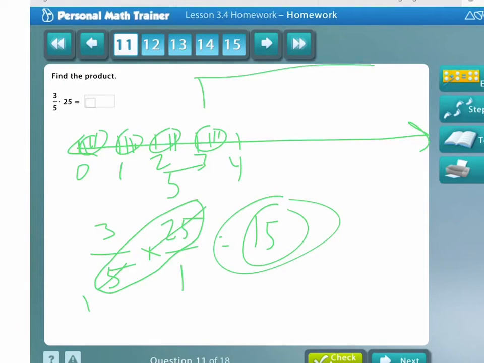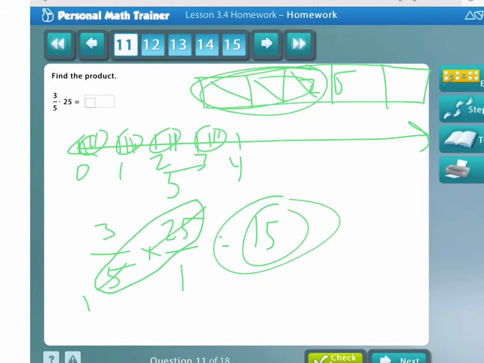Think about it this way too. If you had 25 here, and you were going to cut those, divide those by 5, and you counted 3 of those parts, you'd have 5, 10, and 15. So that makes sense too.